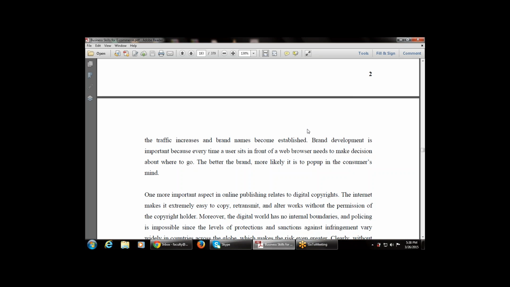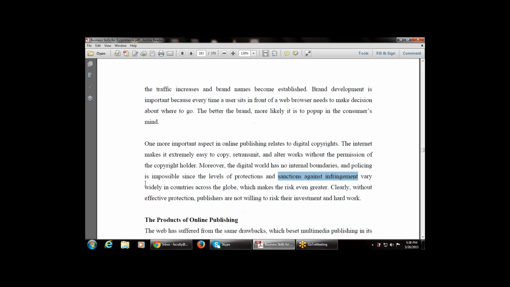One of the major aspects of online publishing is digital copyright. What is a copyright, and what is digital copyright? The internet makes it extremely easy to copy, retransmit and alter works without the permission of the copyright holder. Moreover, the digital world has no internal boundaries, and policing is impossible, since the level of protection and the sanctions against infringement vary widely in countries across the globe, which makes the risk even greater.